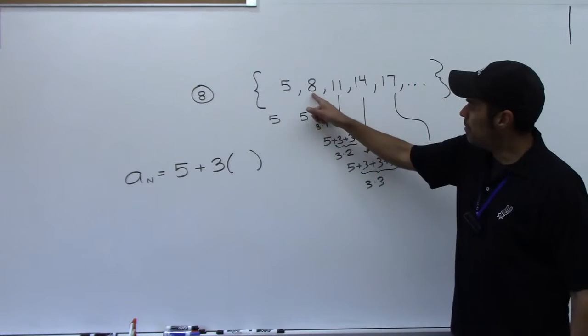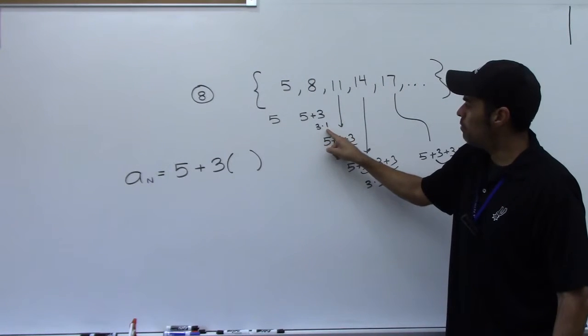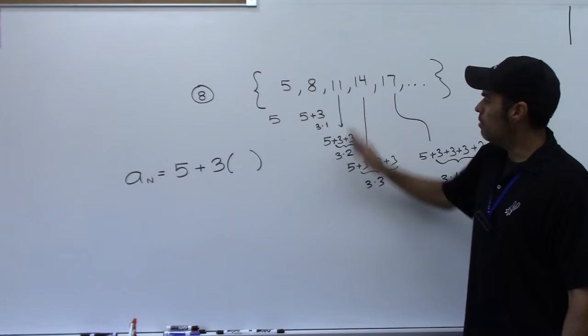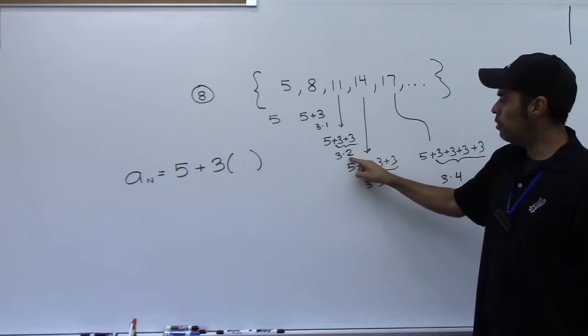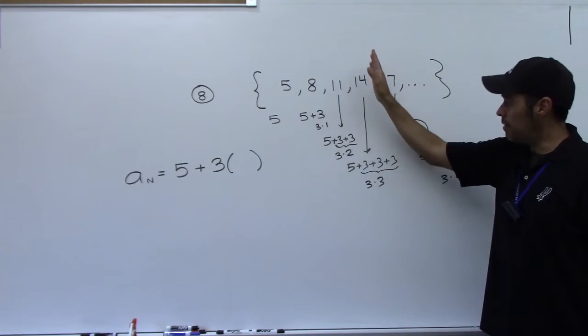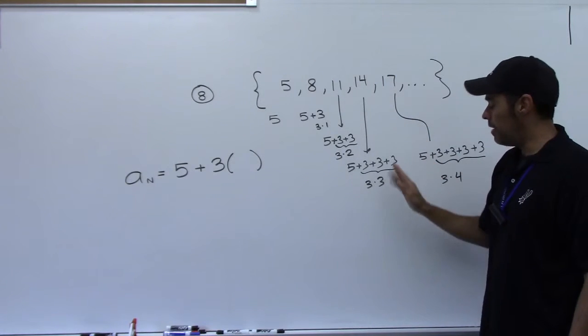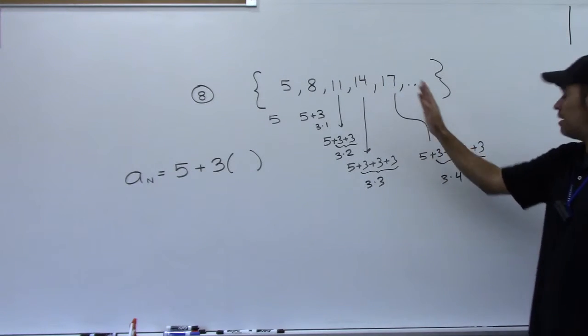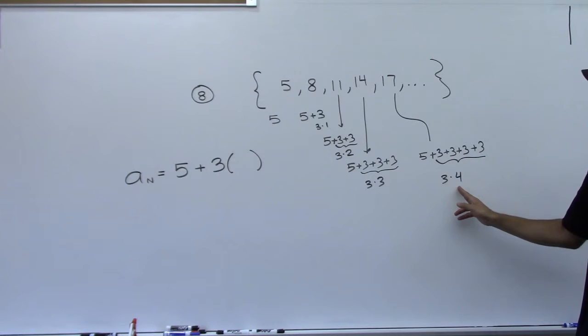I know that when I'm in my second number, I need to add 1 multiple of 3. When I'm at my third number, I need to add 2 multiples of 3. When I'm in my fourth number, I need to add 3 multiples of 3. When I'm at my fifth number, I need to add 4 multiples of 3.